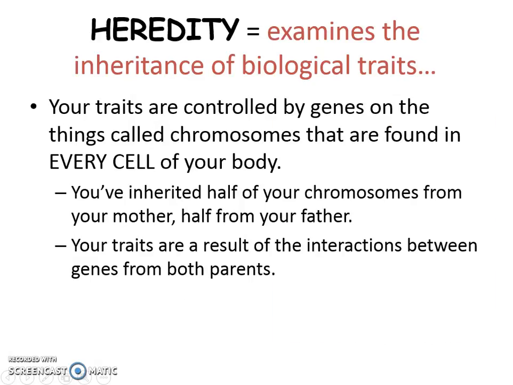Heredity examines the inheritance of biological traits. Your traits are controlled by genes on things called chromosomes that are found in every cell in your body. Your chromosomes are essentially your DNA. You've inherited half of your chromosomes from your mother and half from your father. So your traits are a result of the interactions between the genes from both of your parents.